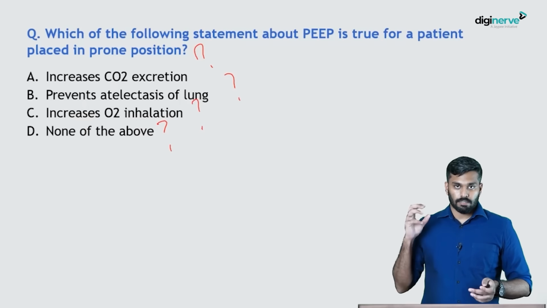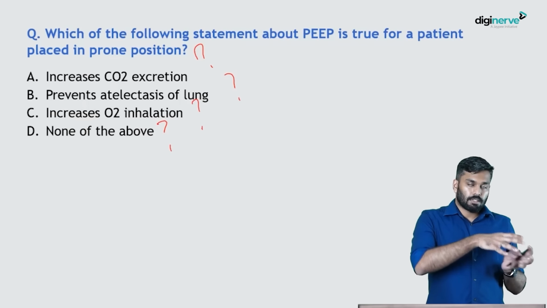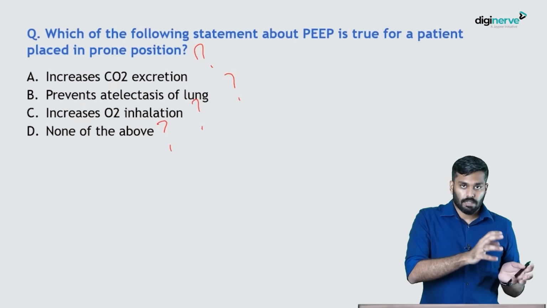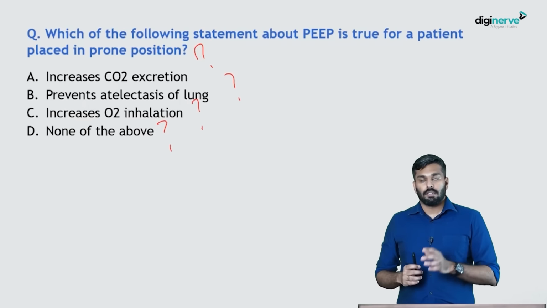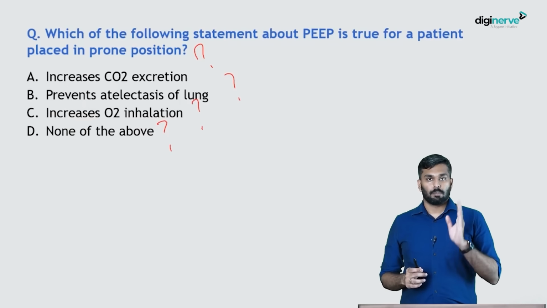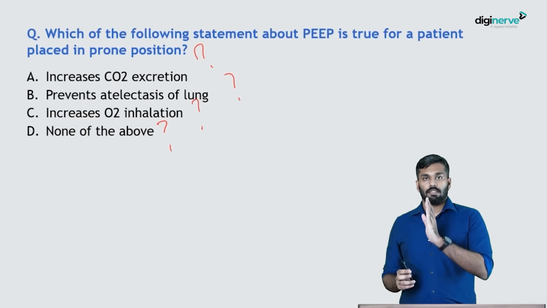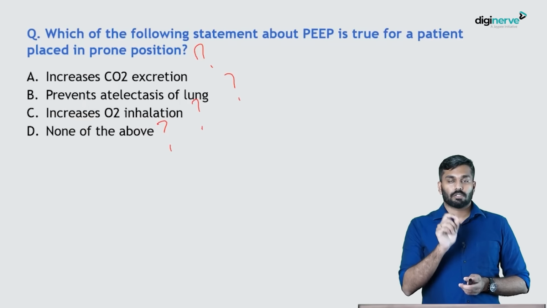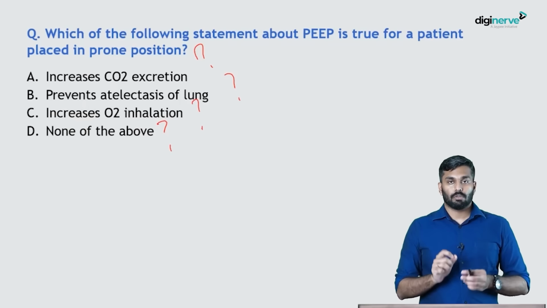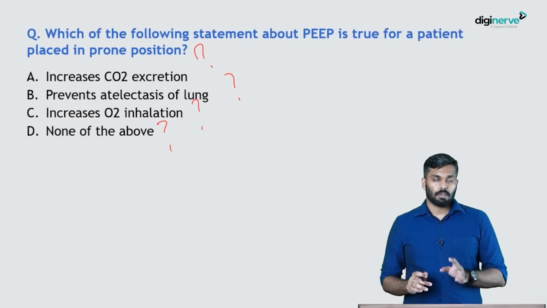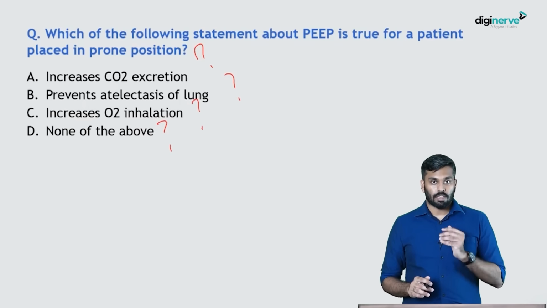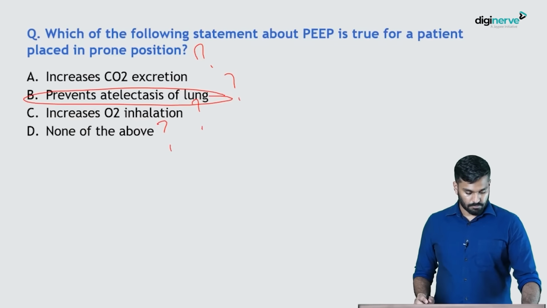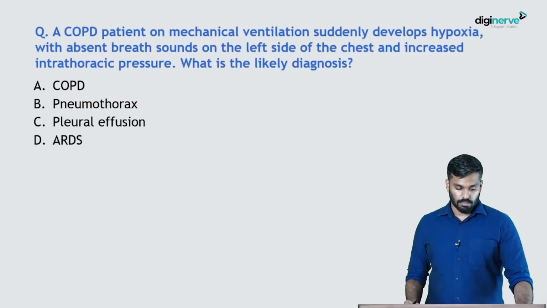So basically you are ventilating the lung, air is going in, inflating the alveoli, and during expiration the alveoli collapse and air is pushed out. PEEP, as the name suggests, positive end expiratory pressure. It's the pressure that is kept to make sure that the alveoli do not collapse during expiration, and the main function of having PEEP is to prevent atelectasis of lung. Yes, B is the correct answer.